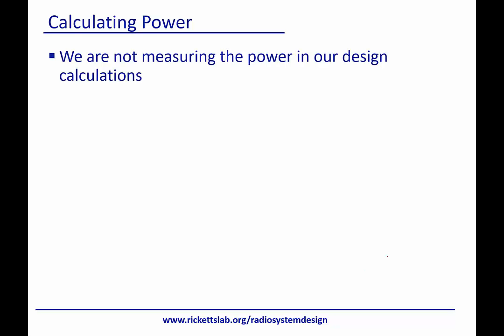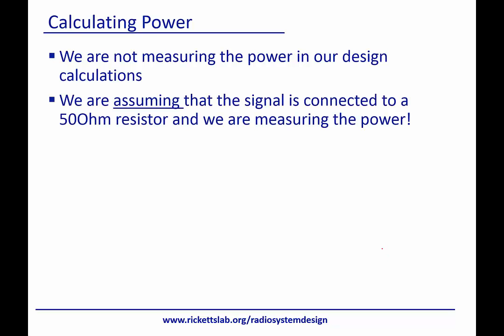So when we do a lot of our design calculations, we're talking about voltages and currents. And when we talk about power, we have to assume that we're driving a 50 ohm load. So when I ask you the power in a signal, I'm assuming it's driving a 50 ohm load unless I specify otherwise. This can lead to a lot of confusion because most papers don't even mention the assumption of 50 ohms. You just need to remember that.